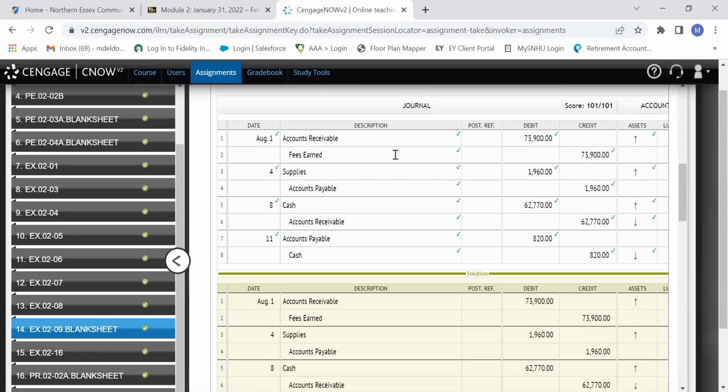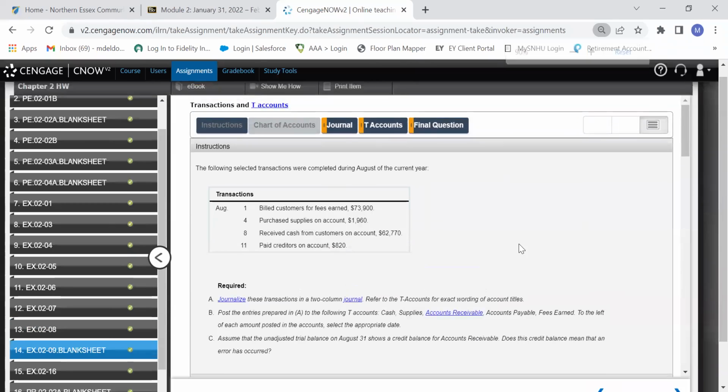So here, we're going to see the journal entry. On August 1st, we billed for fees earned, which is revenue, and we billed these fees. So we're going to increase our receivable because we haven't been paid, and to increase an asset, we debit it by $73,900, and we're going to credit fees earned. We're going to credit fees earned, and fees earned is a revenue account.